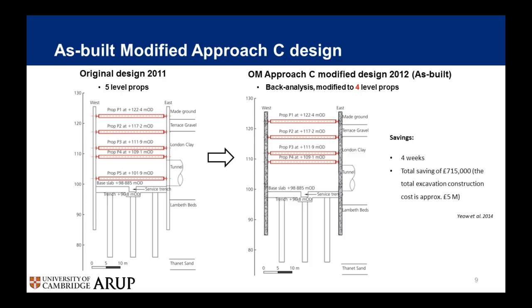This is the as-built design. As shown on the graph, it managed to omit the lowest level of the props and save 4 weeks of construction time. And the total cost saving is £715,000, which is equivalent to about 14% of the total construction cost for the excavation construction.